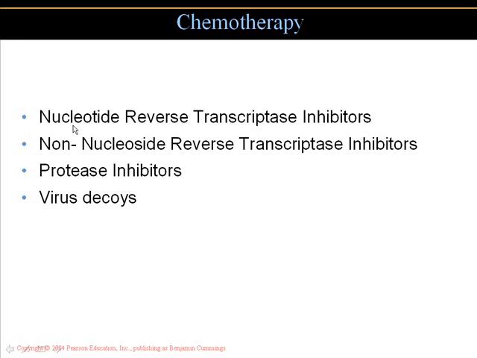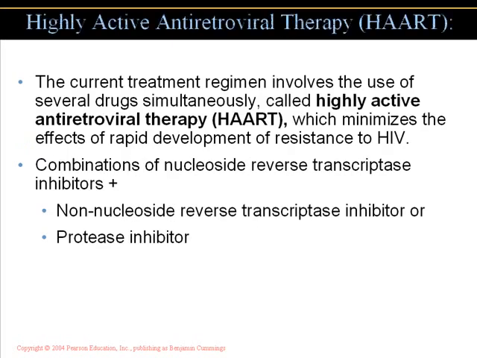Nucleoside reverse transcriptase inhibitors, commonly referred to as NRTI types of drugs, and also the NNRTI drugs, the non-nucleoside reverse transcriptase drugs. You should be familiar with those two categories. And then thirdly, you should be familiar with protease inhibitors, important chemotherapies in the treatment of HIV disease. The current treatment regimens involve the use of several drugs simultaneously. These are called highly active antiviral or HAART therapy, which minimizes the rapid development of resistance of HIV disease. You should be familiar with this term, highly active antiviral therapy or the HAART therapy.